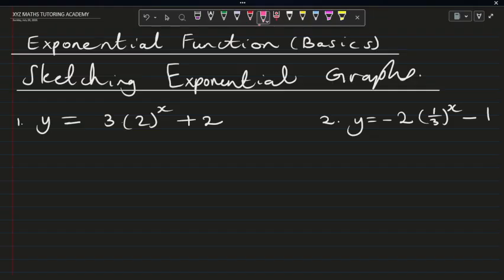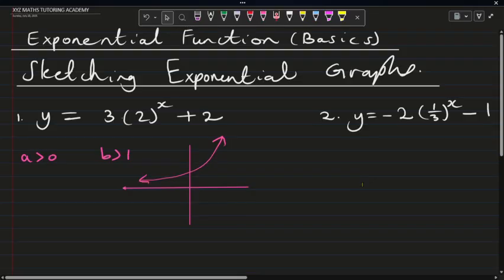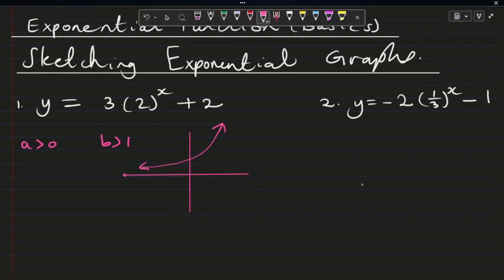Let me just quickly remind ourselves what we spoke about. We said that if a is positive and b is greater than 1, then our graph has this shape. It curves upwards like this.